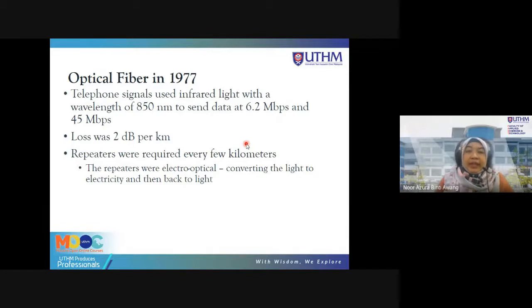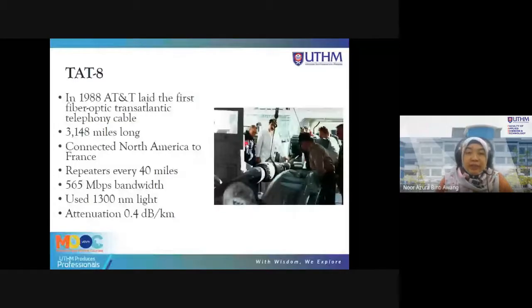In 1988, AT&T laid the first fiber optic transatlantic telephone cable, around 3,148 miles long, connecting North America to France. They added a repeater every 40 miles, using a transmitter with 565 megabits bandwidth and 1,300 nanometer light, with an attenuation of 0.5 dB per kilometer.